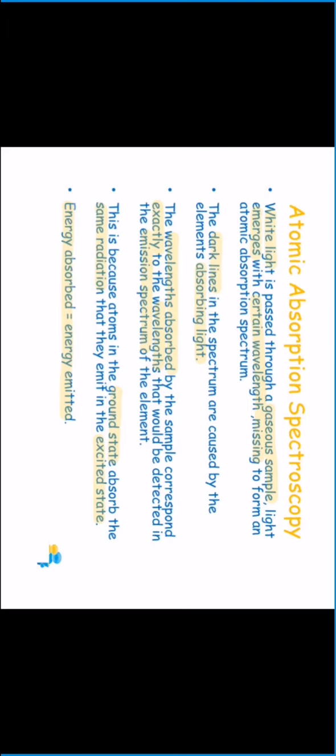In short, we can say an emission spectrum consists of coloured lines against a dark background, and an absorption spectrum consists of dark lines against a coloured background.